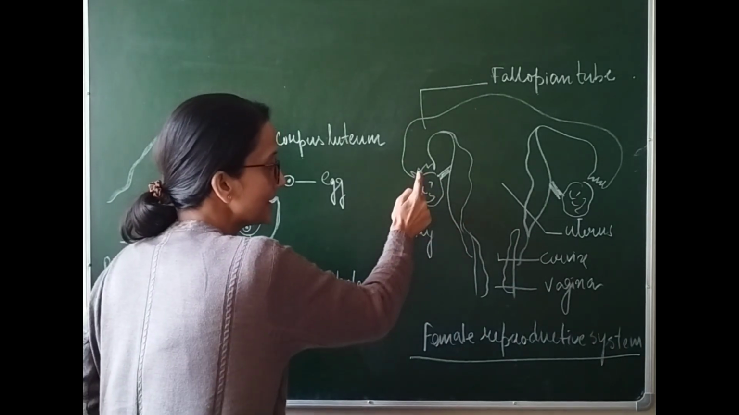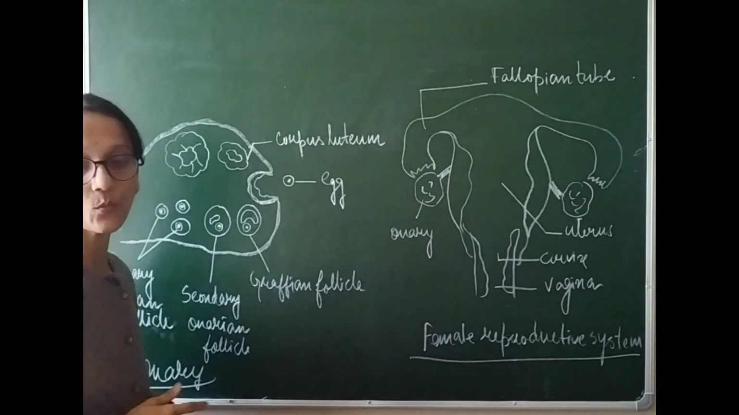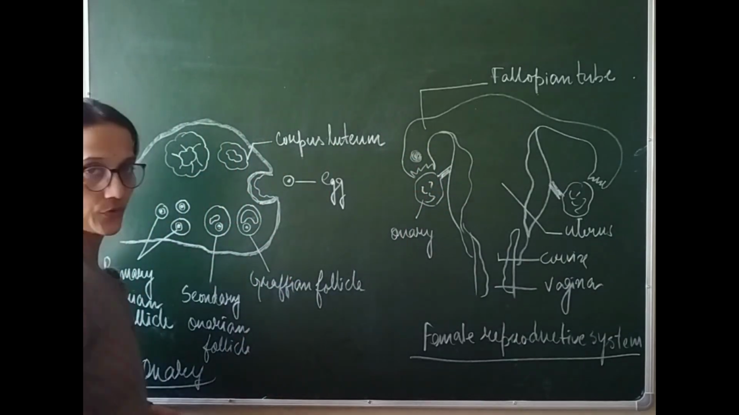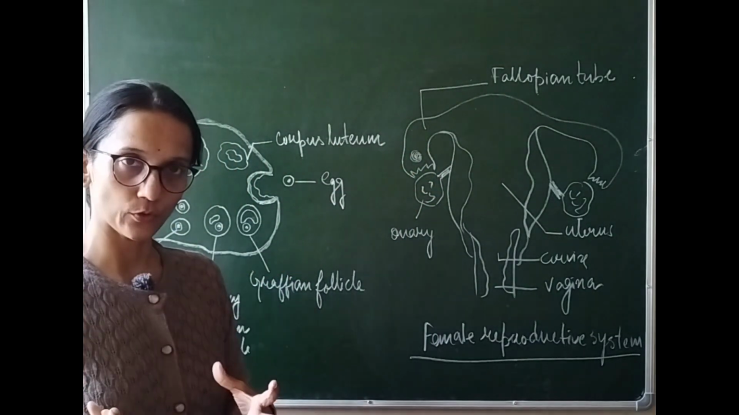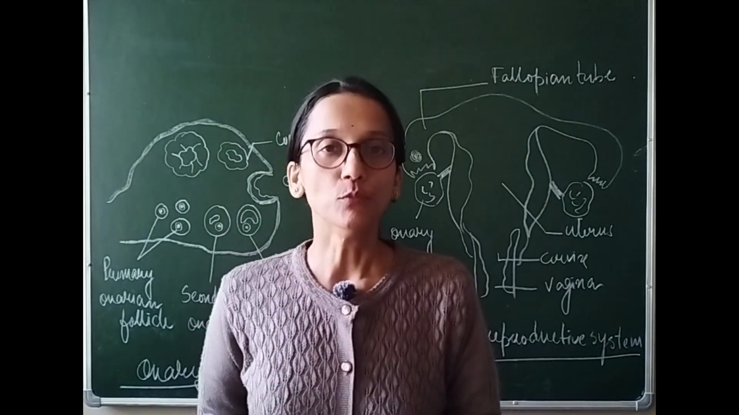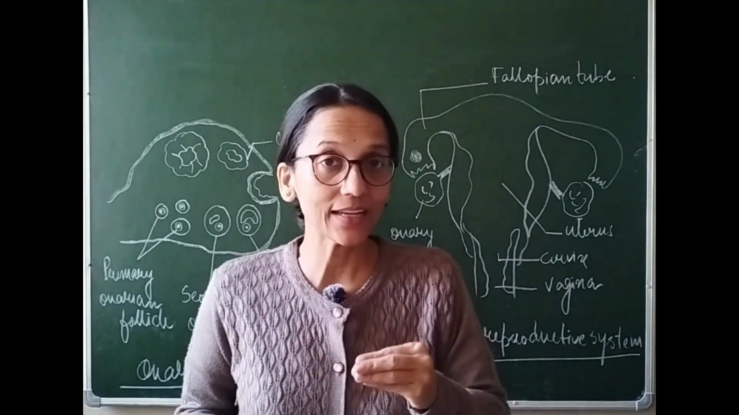Here we can very clearly see this is the ovary and it has released one egg. So this egg, imagine this is the egg released by the ovary, will be taken up by the fimbriae of the fallopian tube. The biggest problem with the egg is it cannot move. Sperms can move, but the egg is non-motile.